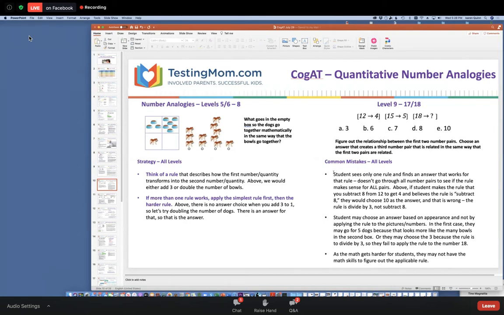With number analogies, these are some of the common mistakes that kids will make. Let's see, 12 is to 4. They might try subtracting, but then if you see here, 15 is to 5, 18 is to what? Well, it looks like we divided by 3 every time. But sometimes kids might see 12 is to 4 and they'll think subtraction and they'll just go to 8 and they'll pick 8. So you have to make sure you look at everything to really try to figure out what's going on.